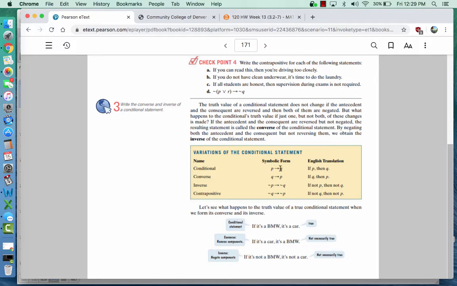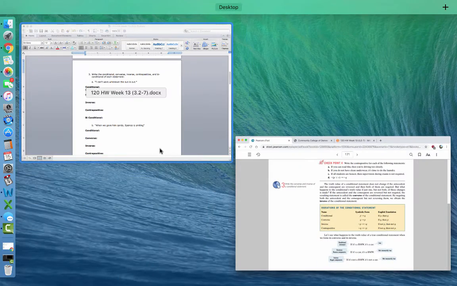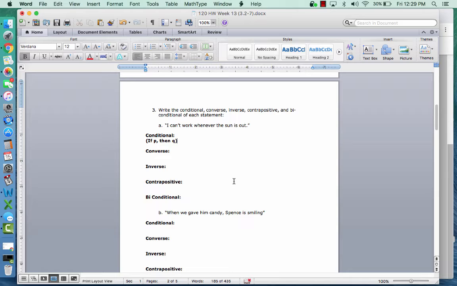So the conditional is if P then Q, the converse is if Q then P, the inverse is if not P then not Q, and the contrapositive is if not Q then not P. And then the biconditional is with an if and only if in the middle.